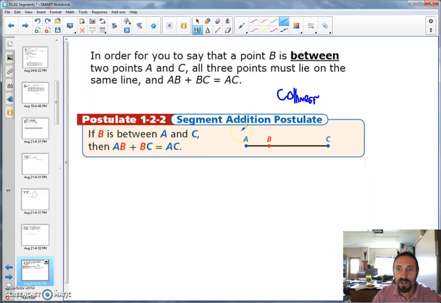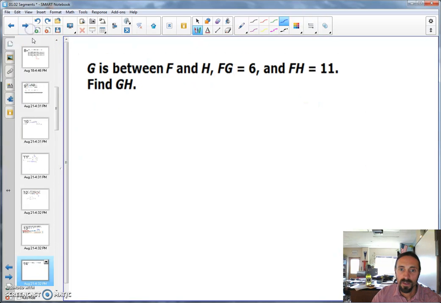All right, so collinear. You can see here, AB. Now again, there's no little segment bar, but we're saying the length, because B is between A and C, the length from A to B plus the length from B to C equals the length of the entire thing. This will kind of jump out and be more obvious. Go ahead and try this problem here, and then I'll show you the solution in just a second.